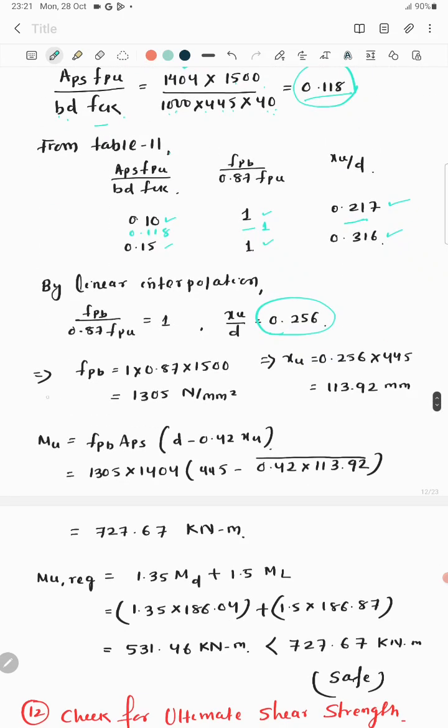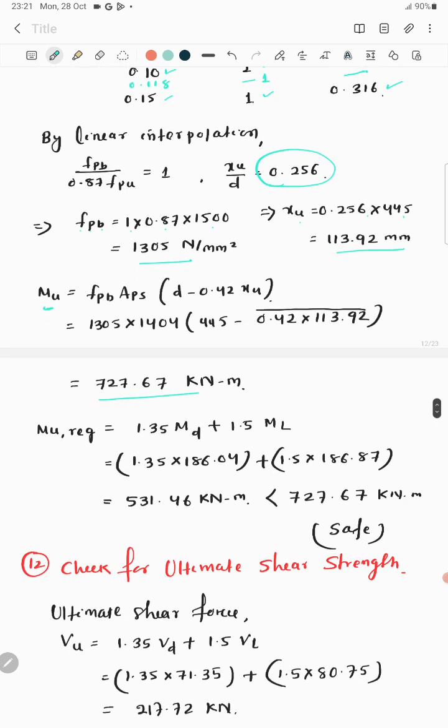Now the value of FPB will be 1 into 0.87 into 1500, that is equal to 1305 Newton per mm square, and Xu value is 0.256 into 445, the effective depth. So we are getting a value of 113.92 mm. After putting the values in the expression of moment of resistance Mu, we are getting 727.67 kilonewton meter. So now we will check whether this is within the limit or not.